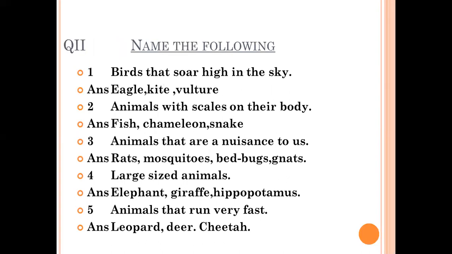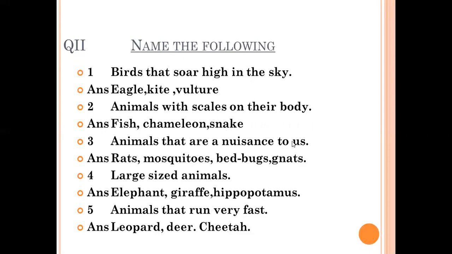After you finish fill in the blank, you will draw a line and then write question 2, name the following. Now I've given you a few examples. The first one, birds that soar high in the sky. Soar high means they fly very high. So they are eagle, kite and vulture. Animals with scales on their body. We've got fish, we've got a chameleon and we've got a snake.